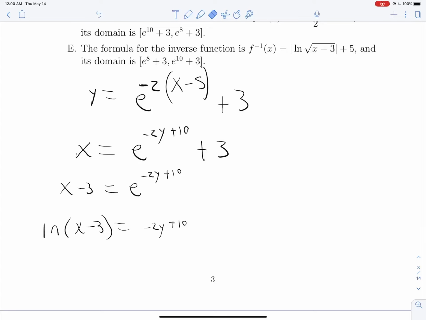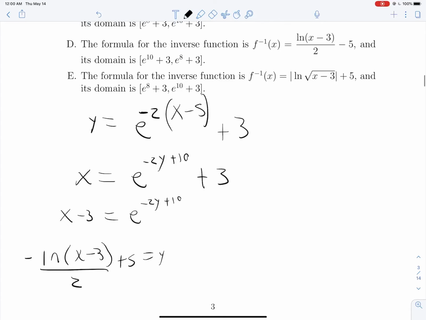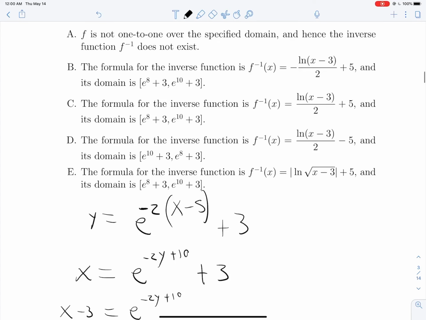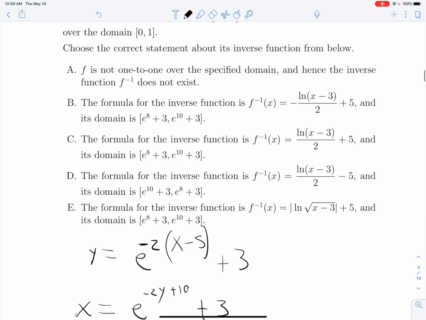And what should we do now? Well, actually, let's factor out a negative 2 here. So we have y minus 5 and negative 2. Let's divide by negative 2 and add 5 to both sides. That gives us y equals negative ln of x minus 3, over 2, plus 5. And that is our correct inverse, but what about finding its domain? Even though we know that our answer is B, since that's the only one with this inverse.